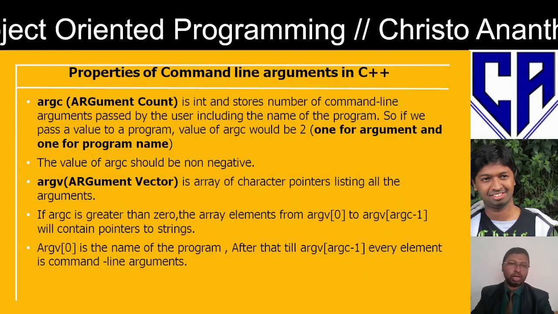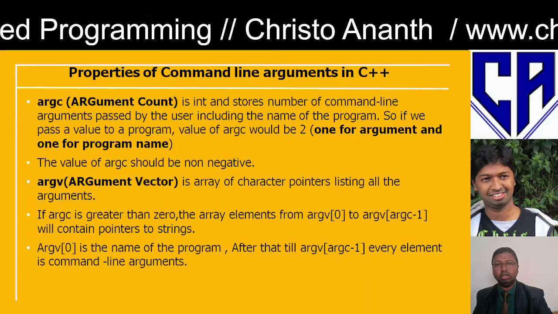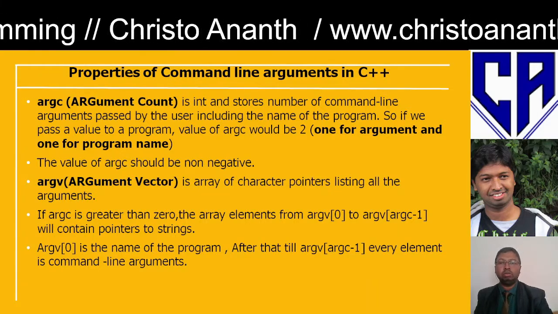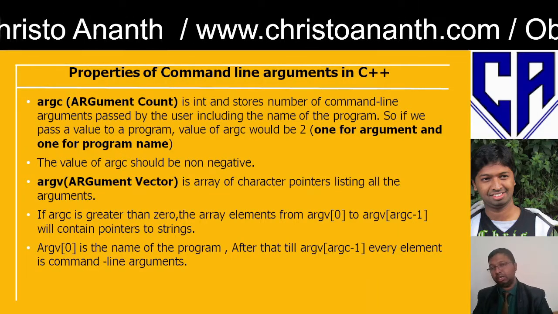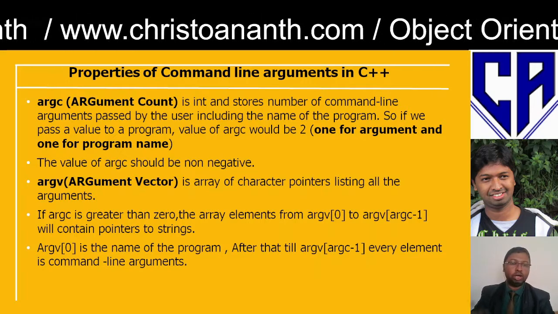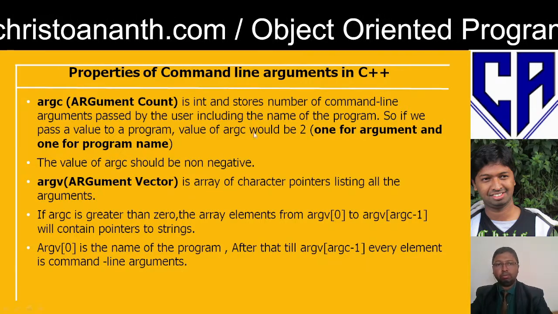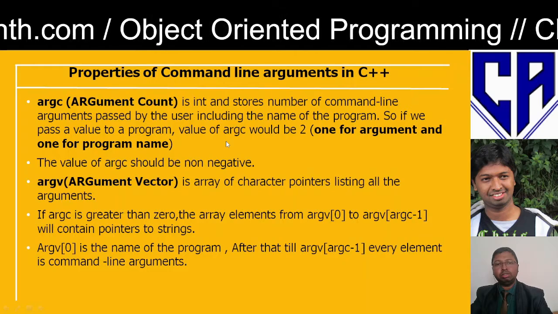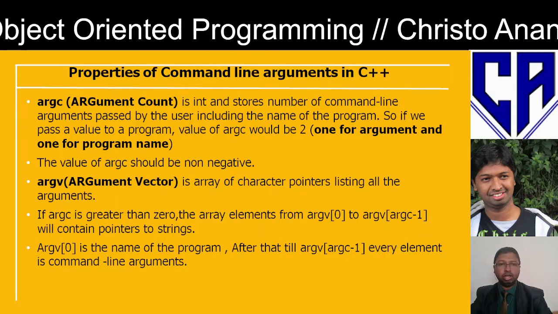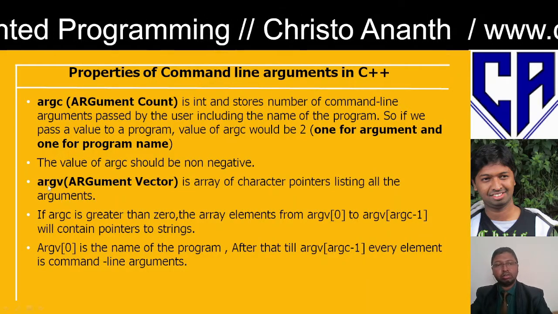For example, if you have to pass a value to a program, then maybe argc would be 2. One you can specify for the argument and another for the program name. Okay, and the argc value should be non-negative. And if you take the case of argv, it is actually the argument vector.